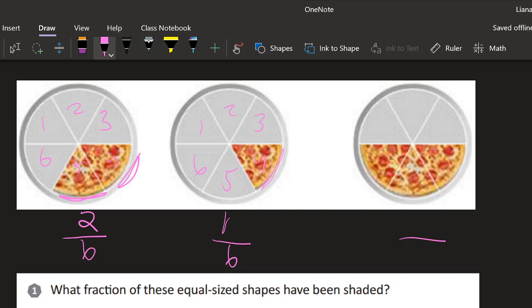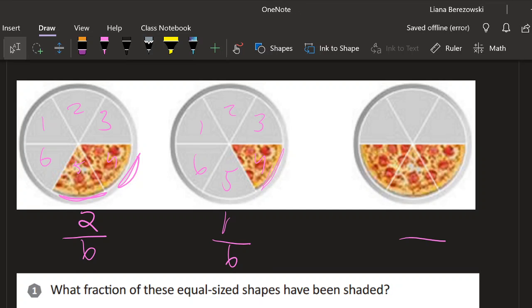Finally, if we look at our last pizza here, we have the same number of sections, right? It's divided into the same number of sections as our last two pizzas, sorry. So we have 1, 2, 3, 4, 5, 6. So 6 is still our denominator. When we count the number of pieces of pizza that we have, we'll find our numerator. So we have 1, 2, 3. So our numerator for this example is going to be 3, and the fraction that represents this pizza is going to be 3 over 6.